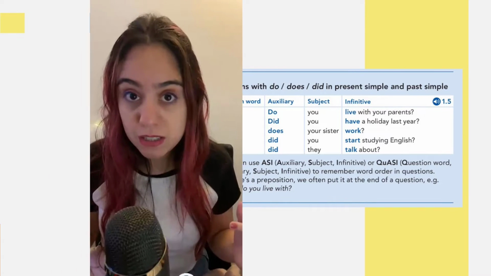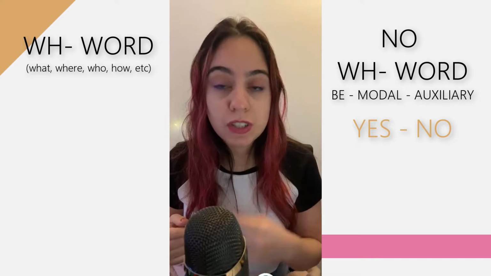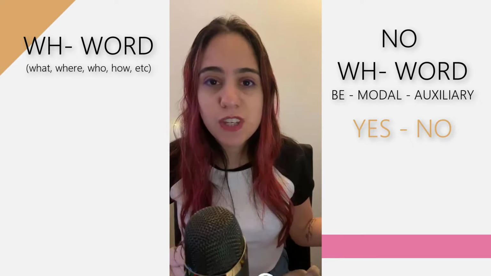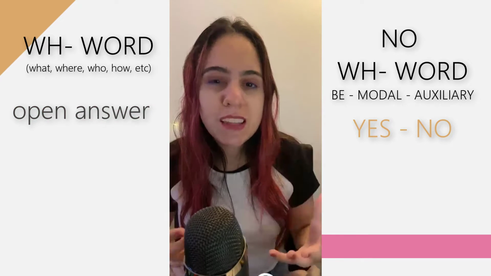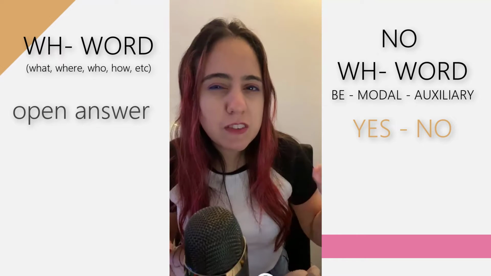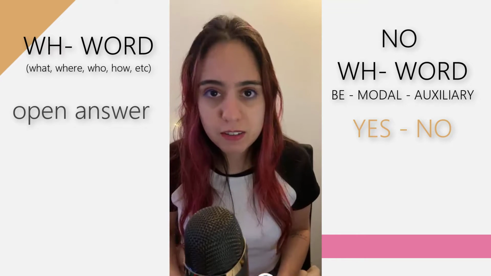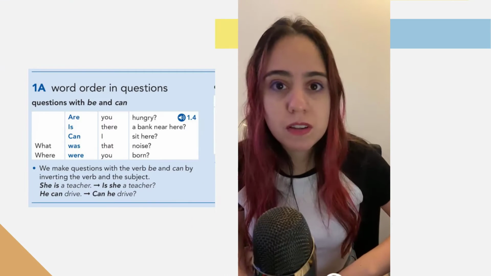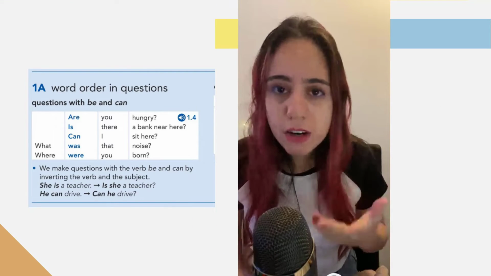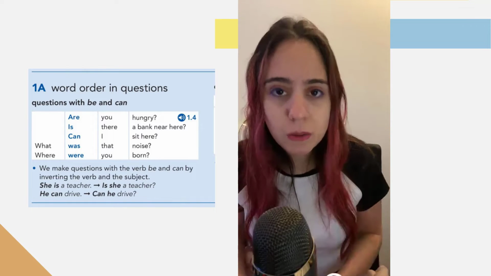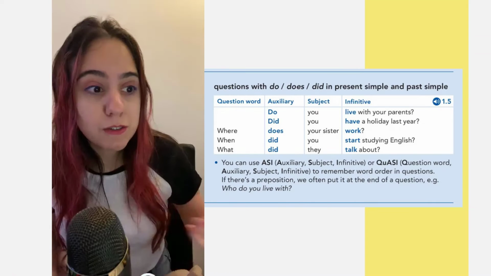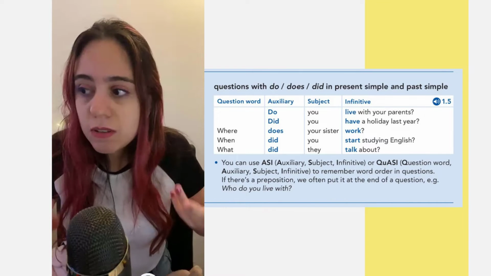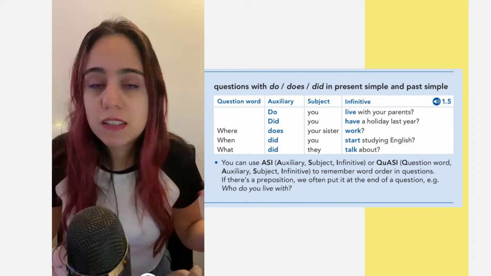No other possibility. And whenever a question does start with a WH word, the answer is going to be open. You will need to give some specific kind of answer, not just yes or no. For example, what was that noise? You cannot say yes or no. You need to explain what that noise was. For example, what did they talk about? You need to say what the topics were. You cannot say just yes or no.